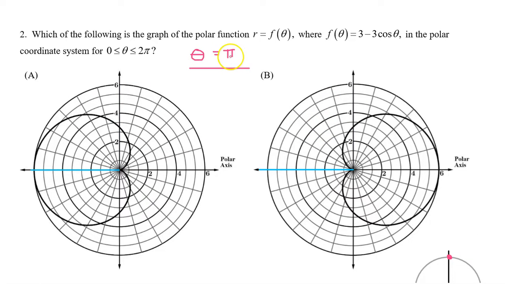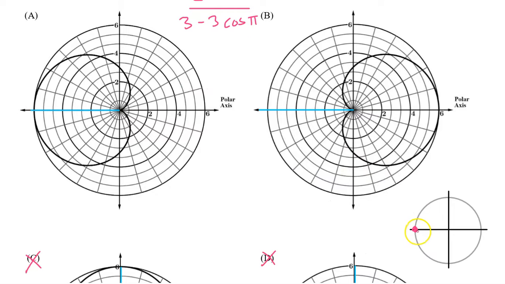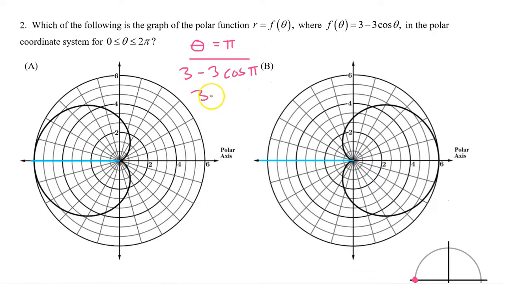Let's let theta equal pi. We have 3 minus 3 cosine pi. The cosine of pi is negative 1, so that's 3 minus 3 times negative 1, which is 3 plus 3, so we are talking about an r value of 6.